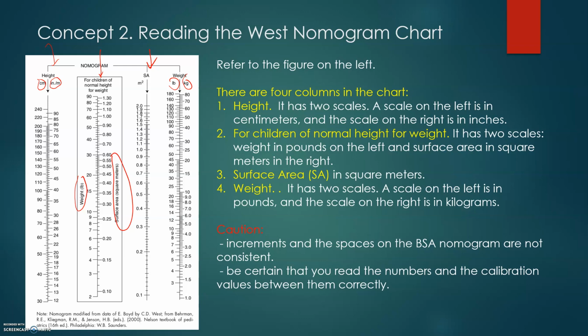So I want you to take a look at the scale for height and for weight, as well as the scale on the diagram in column number 2 and number 3. All of them have increments and the spaces are not consistent. Be sure that you read the numbers and calibration values between them correctly. It's very easy to make a mistake, to confuse pounds with kilograms or centimeters and inches. So let's take a look at how it works.